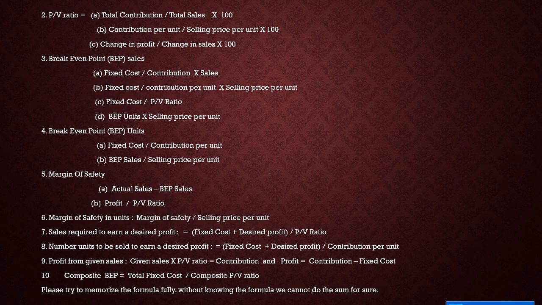The same way, how many units should I sell to get the desired profit? For that also there is a formula: fixed cost plus desired profit divided by contribution per unit.